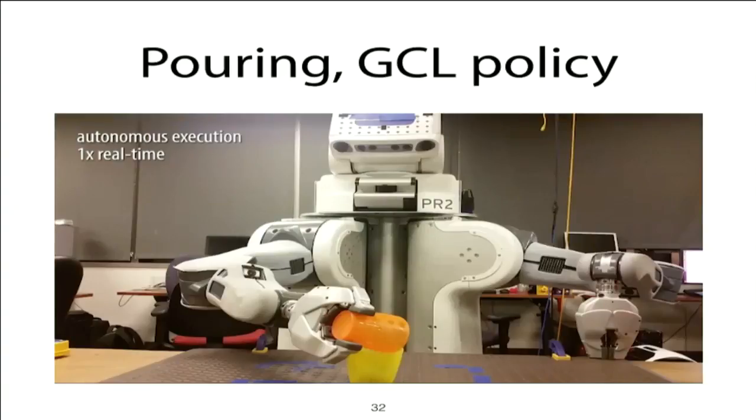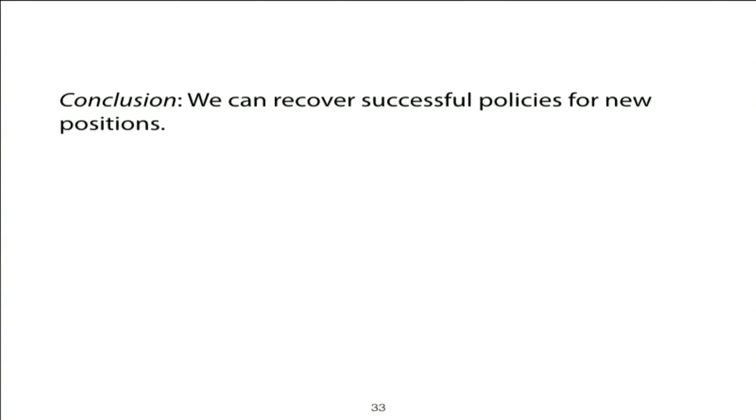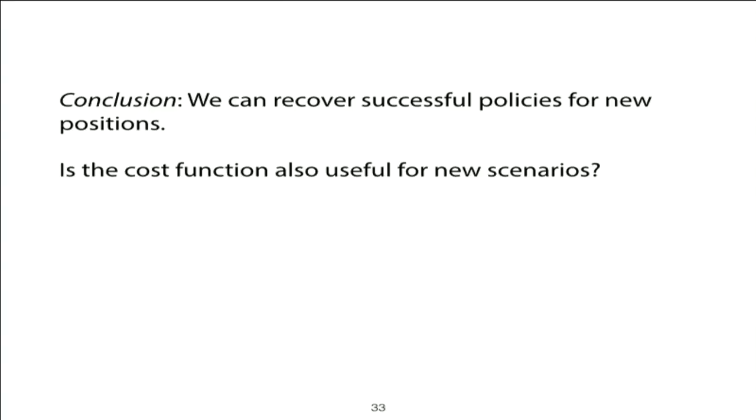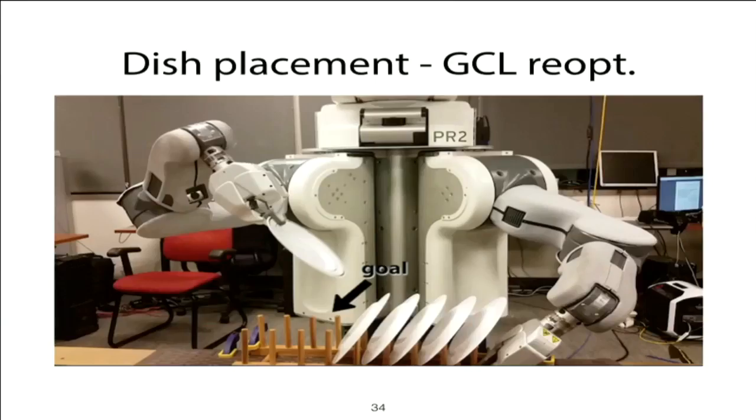Okay, and so in the results that I was showing for guided cost learning, I was showing the policy. I was actually showing Q, the final trajectory distribution that was learned using guided cost learning. But one of the things that I noted before is that you actually get both a policy and a cost function. So the conclusion from here is we can recover successful policies. One question that you might have is, is the cost function also useful for new scenarios? So if we take the cost function and then re-optimize it for a different position, here's the result for the plate task.